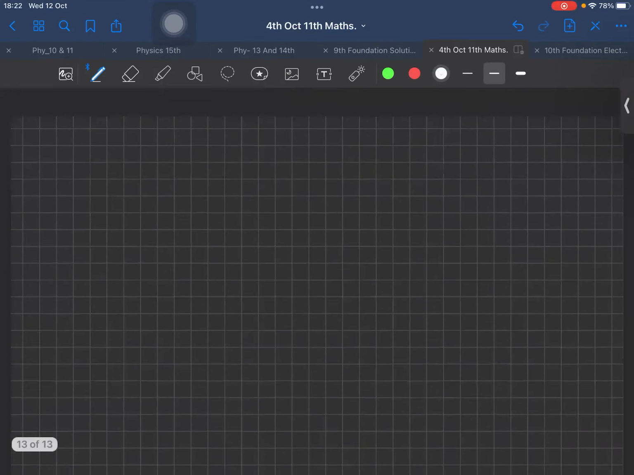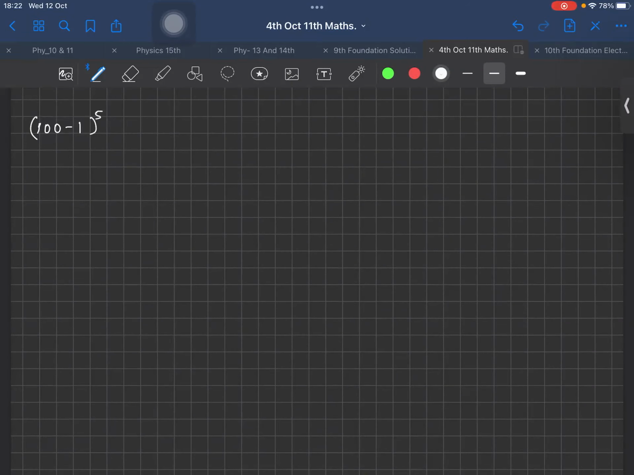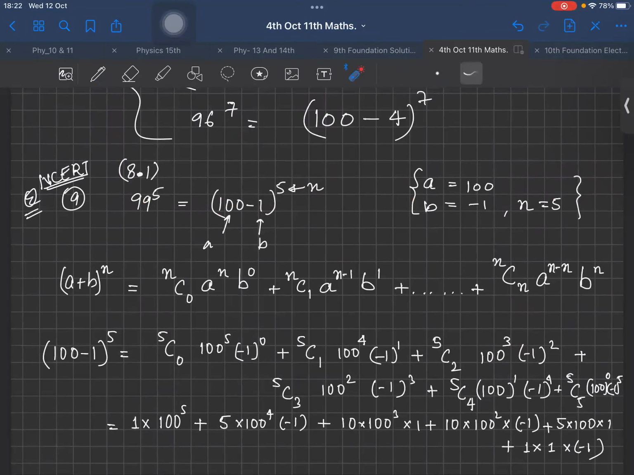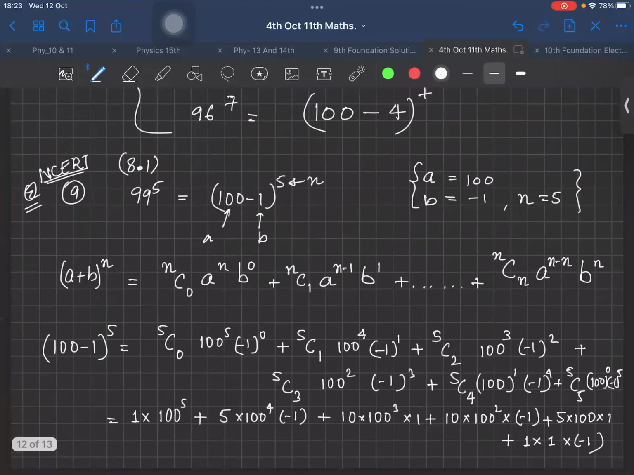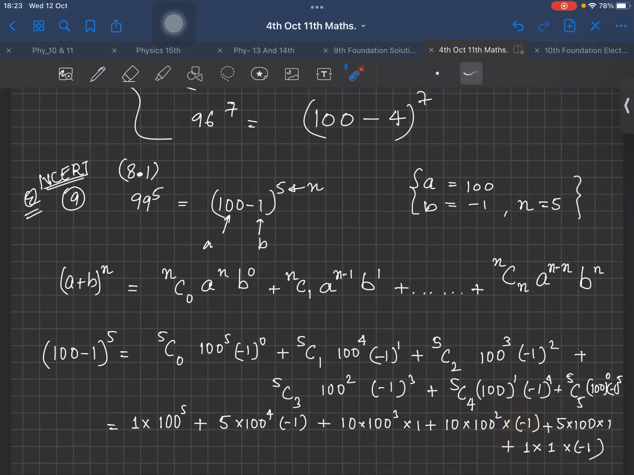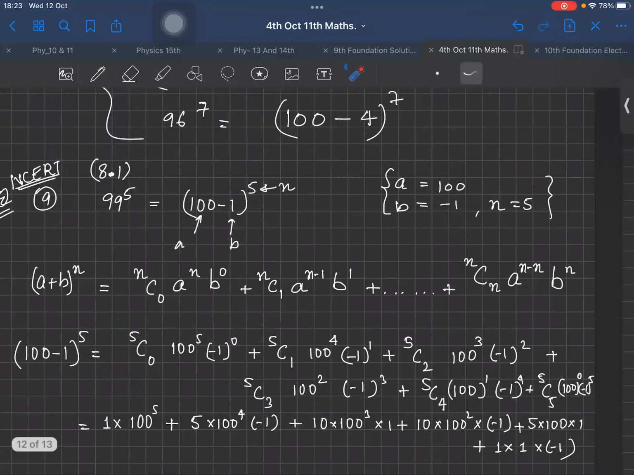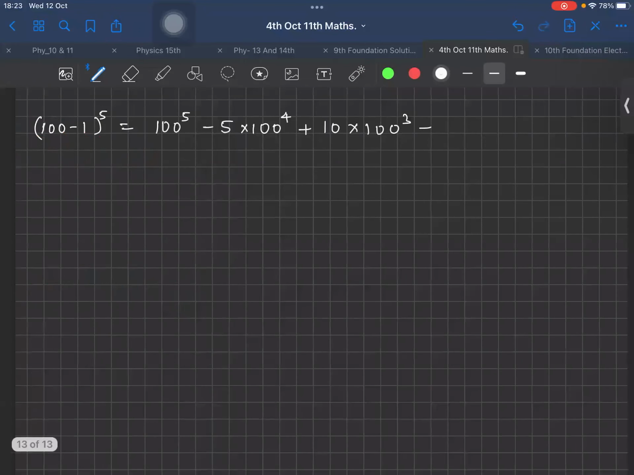Okay, now let's write down. So (100 - 1)^5 will be equal to 100^5, and the next term will be minus 5. Why minus? Because here you multiply 5 into whatever this is, and this is multiplied by minus 1, so this will be minus. So minus 5 into 100^4, plus 10 into 100^3, minus again because of this minus 1, plus 5 into 100, minus 1. Anyone has any doubt here? No, sir. This is an easy problem, right?